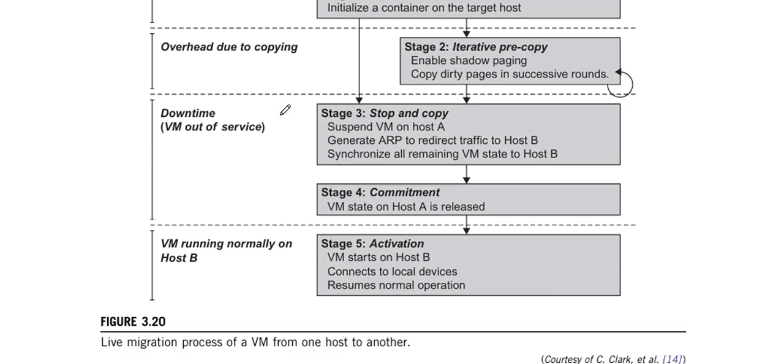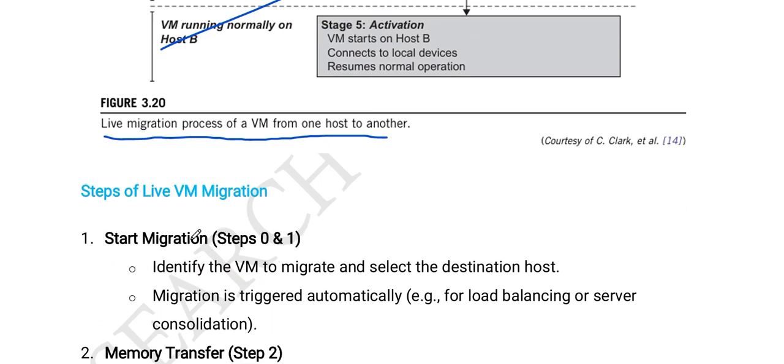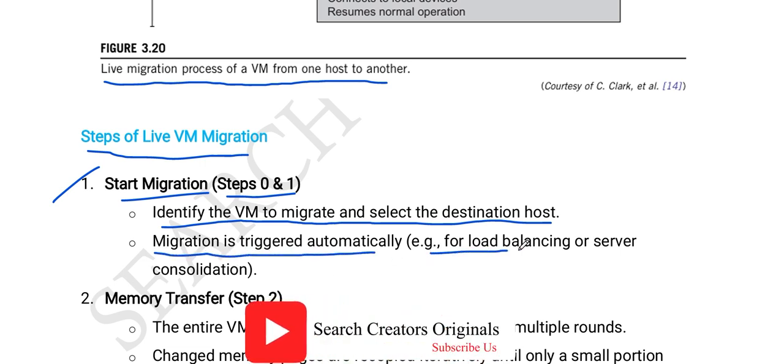Here we can observe one figure. In this figure, we can see the live migration process of a virtual machine from one host to another. Next are the steps of live virtual machine migration. The first step is start migration, like step 0 and step 1. Identify the virtual machine to migrate and select the destination host. Migration is triggered automatically, for example, for load balancing or server consolidation.